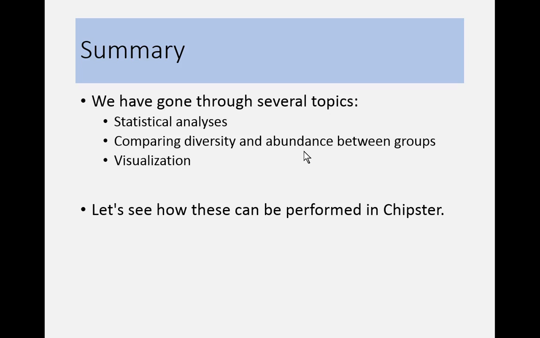Now, we have gone through several topics in statistical analysis, how you can compare basically diversity and abundance between groups, either by ordination analysis or statistical analysis, and then a couple of things about visualization. The next thing would then, I guess, be to see how this is done in Chipster. This would rather be so simple that we can just jump to exercise 15, I guess.